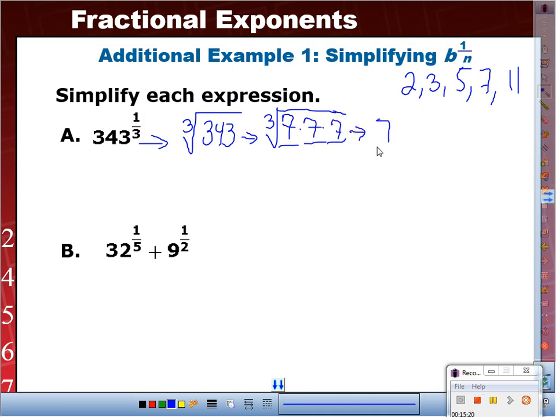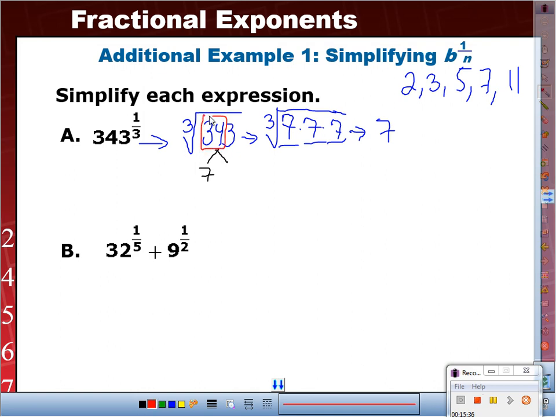So the answer is 7. Another way of looking at this is like this. That's why the other day I gave you guys practice to do the factor tree. Which of these can divide into this? Let's see, 7. Let me see if that works.